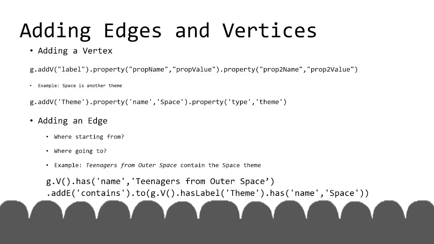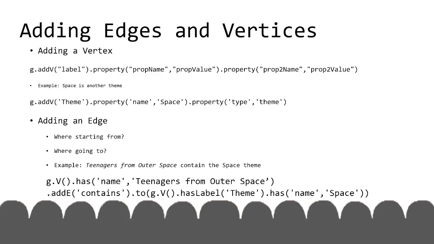Now let's touch on adding edges and vertices. If you want to explore more on your own, you can also add more themes. When you add a vertex, it's g.addV, and in the parentheses you put your type of label. Then you can chain properties by going .property, and in the parentheses for property, you put the property name, comma, and then the property value.